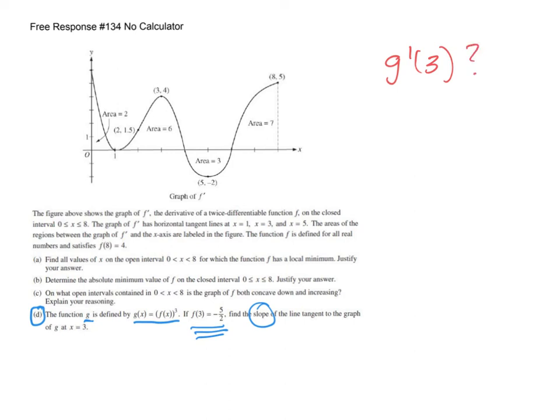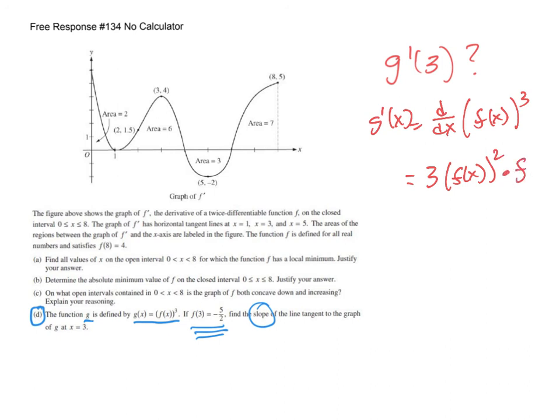Well, the derivative of g of x, so let's do g prime of x, is going to be the derivative of the whole f of x thing cubed. So let's run through and do the derivative of that. That's going to be a power rule, so that's going to be 3 times f of x squared. Right? That's our power rule. But then, because of the chain rule, we have to multiply by f prime of x.